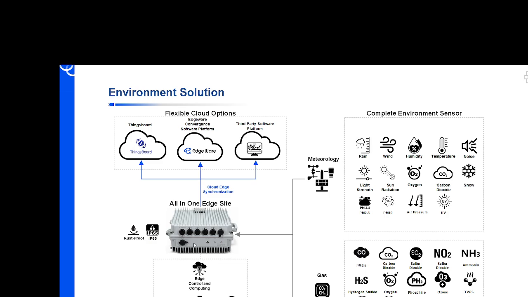So we can then report to flexible cloud options, which we have three of here. We have our own software platform, which is the Edgeware Convergence Software Platform. We can also report to ThingsBoard, which is a very popular IoT software platform. And we can also report to a third-party software platform based on the programming here in the edge. For this part, because sometimes you have your own platform, we need to understand your protocol. For example, if we use HTTPS or MQTT to report to your own platform, that's also possible.